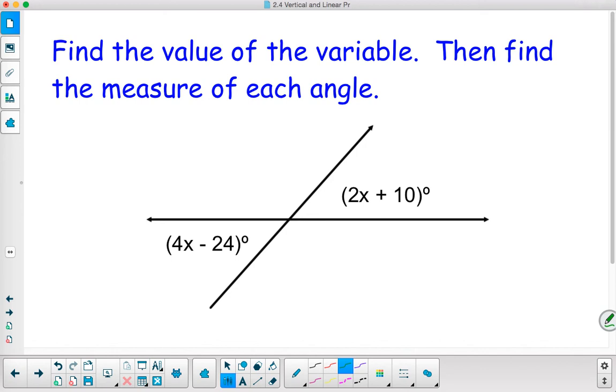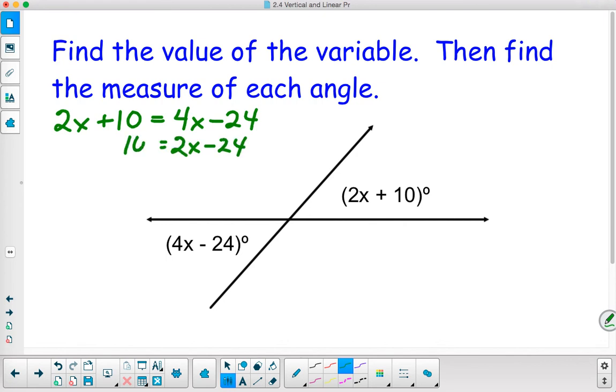Here's another one for you to look at. Find the measure of each angle, find the value of the variable. What relationship do these two angles have? Are they vertical angles or are they a linear pair? These are vertical. Vertical angle theorem. Vertical angles are congruent. They have the same measure. So they are equal. It's the linear pairs that add up to 180. So again, solve.